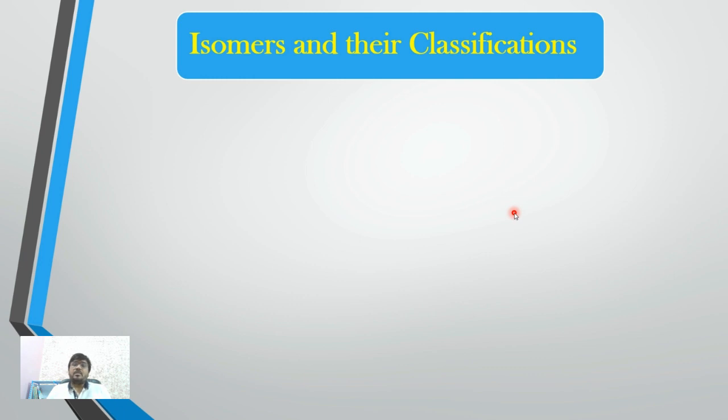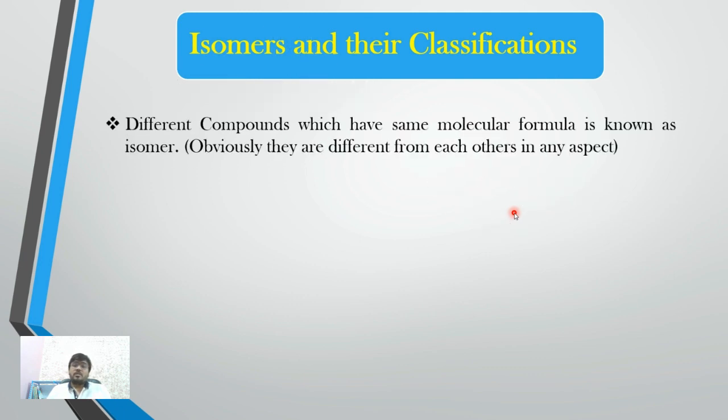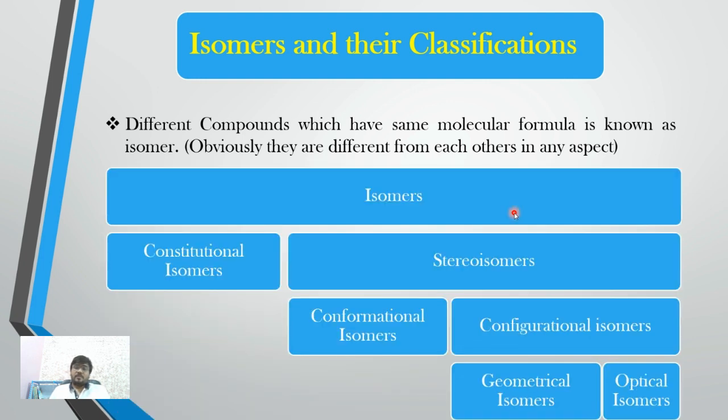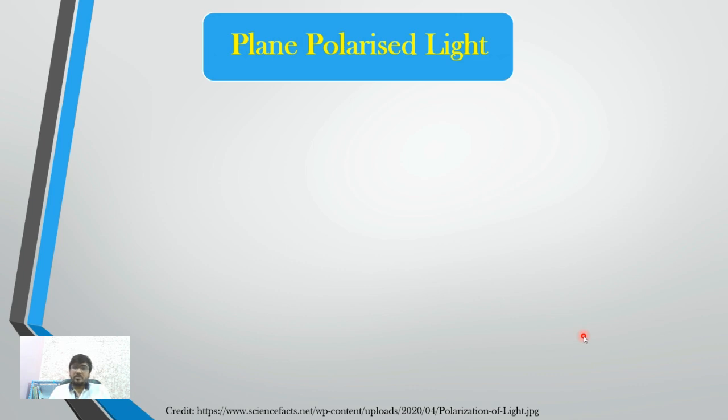So here are the isomers and their classifications. What are isomers? Different compounds having the same molecular formula but different physical and chemical properties are known as isomers. Isomers are mainly of two types: constitutional isomers and stereoisomers. Constitutional isomers are generally known as structural isomers also, and stereoisomers are further classified into two parts: conformational isomers and configurational isomers. Configurational isomers are divided into two parts: geometrical isomers as well as optical isomers.